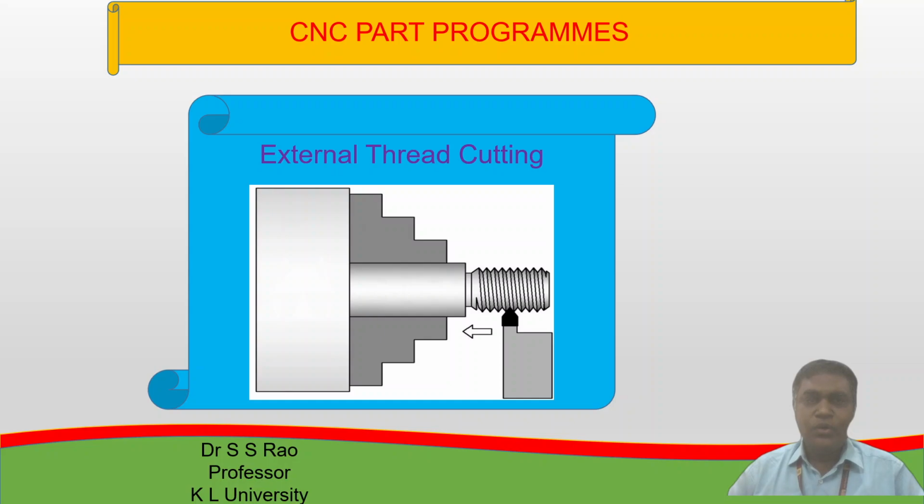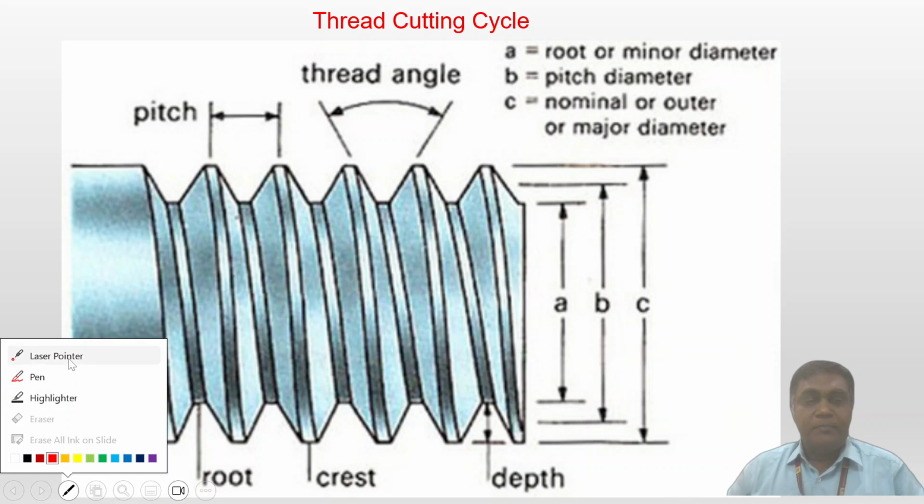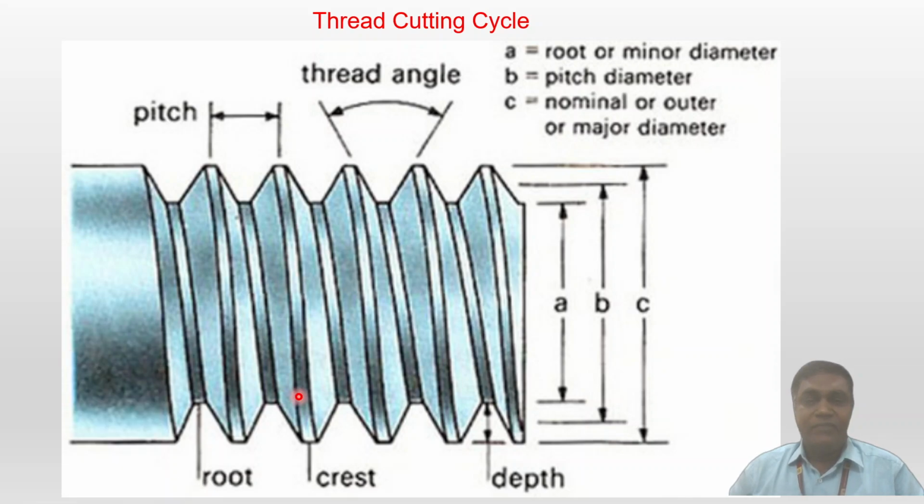In this video, I am going to explain how to prepare a CNC part program for external thread cutting. Before going to the part programming, we should know what parameters we consider for a thread. Now look at this diagram.